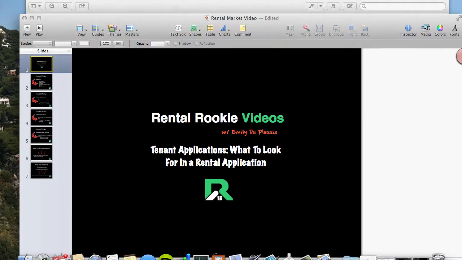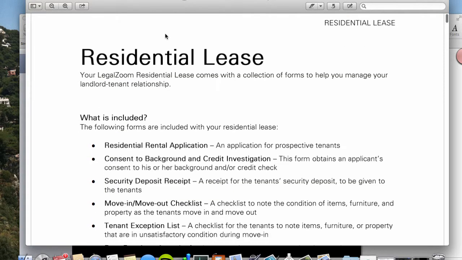So first off, to get started, we download our applications and our leases and all of those things off of LegalZoom. We have found that we really like the paperwork that they have in their system, and it's really nice because you only pay a monthly fee. I think it's less than $10. It's been a while since I've checked, and you get access to all sorts of legal documents that you're able to download and use as you see fit.